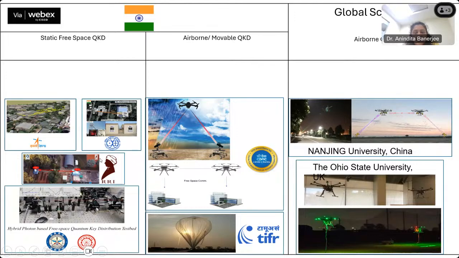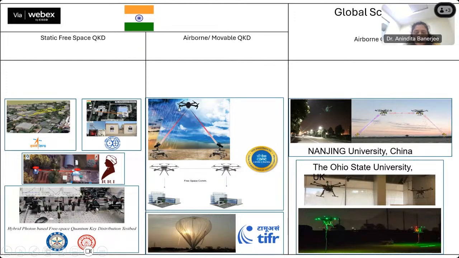But QKD would involve many different elements which have to be covered. It's not just sending the bit from here to there with several assumptions and not considering all the challenges together. As I said again, it is all an engineering challenge. So in aerial, we are doing QKD using a movable or mobile platform, between two drones, or drone to ground, and ground stations are movable.